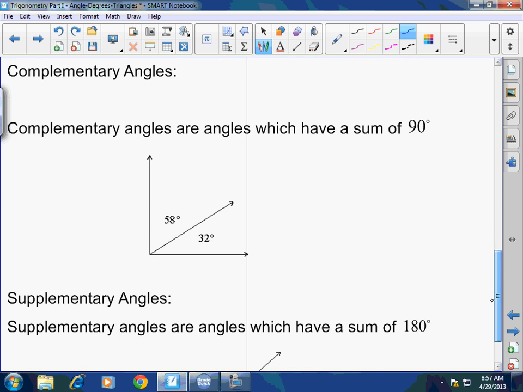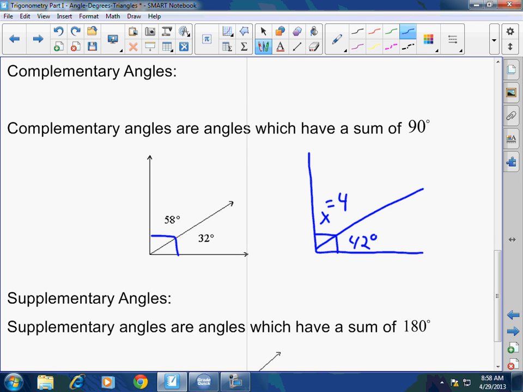Complementary angles. I'm sure you've heard about these before too. Complementary angles are angles that have a sum of 90. Okay? 58 plus 32, that's 90 degrees. And this works awesomely because sometimes you'll have questions like this. They'll have this, and they'll say that's 42. Find the missing value. What are you going to do there? 90 minus 42 is going to be 68. No, not even close. 48. Be careful. Think, my brother.